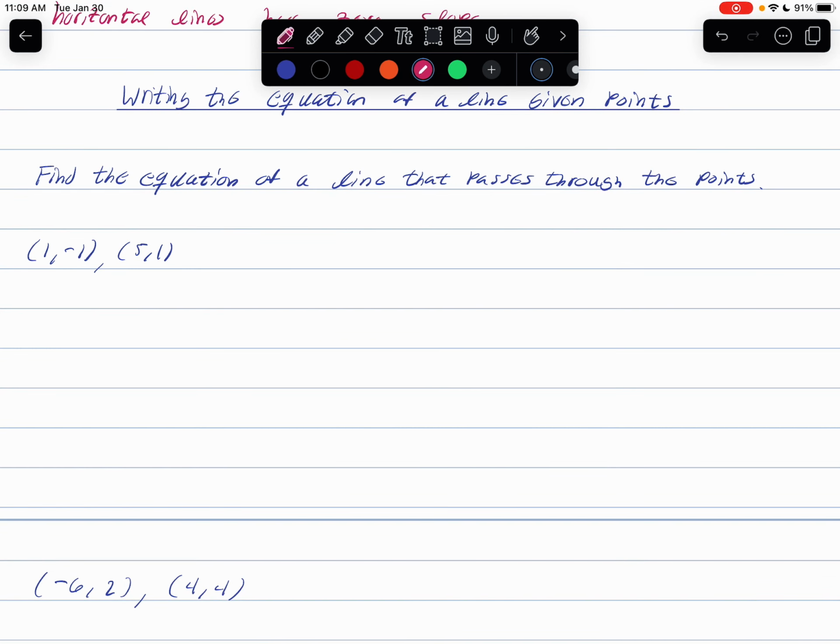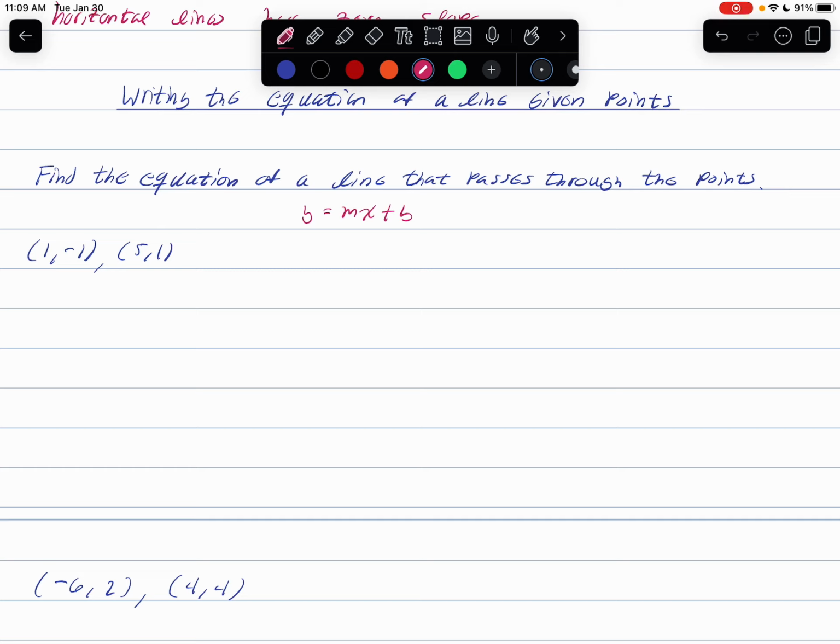So we know that a line is given by y equals mx plus b, where m is the slope and b is the y-intercept. Okay, so let's see if we can figure out the equation for the line that passes through (1, -1) and (5, 1).